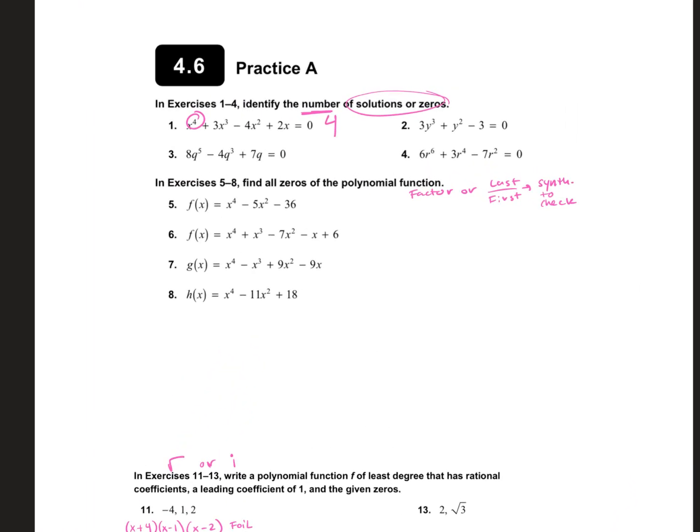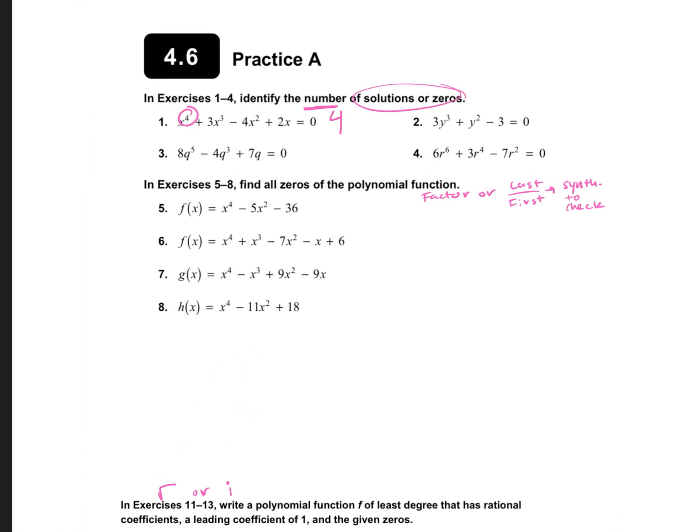All right, let's take a look at the first 4 on the next page. So 4.6. We did number 1. So we're just identifying the number of solutions. For number 2, how many solutions would I have? 3. What about number 3? 5. And number 4? 6. Awesome.